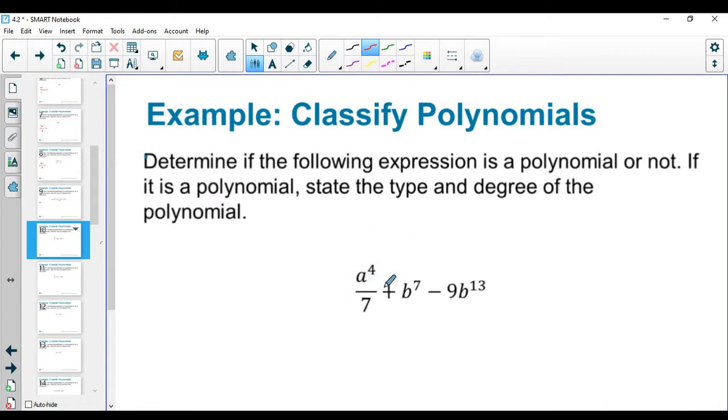This one we are dividing by 7, but that's just a constant, right? That's almost just like saying 1/7 times a to the fourth, right? We can have constants. That's totally fine. So this is a polynomial because we're not dividing by a variable. We're just dividing by a constant. And this is a trinomial because there's 1, 2, 3 terms. So trinomial.